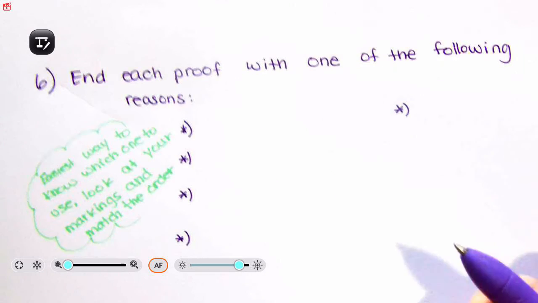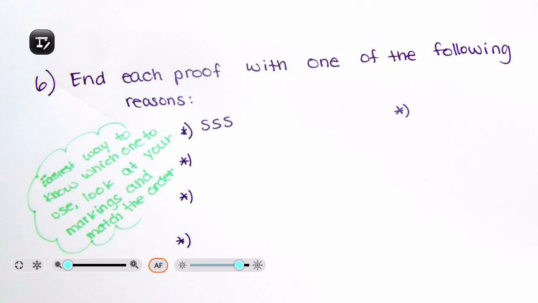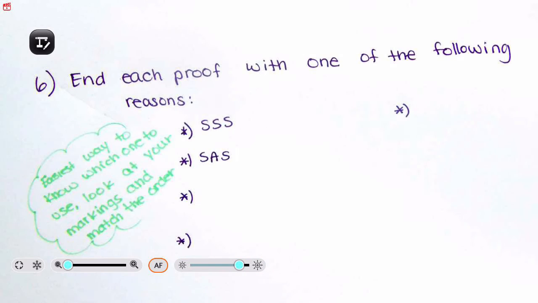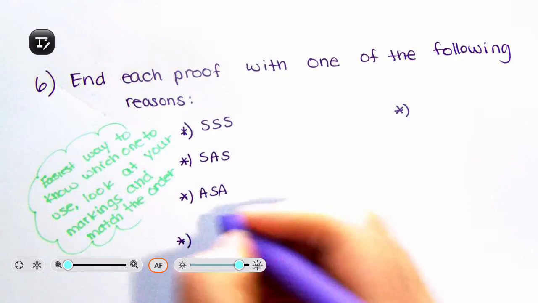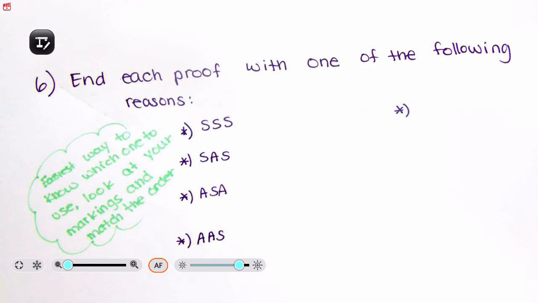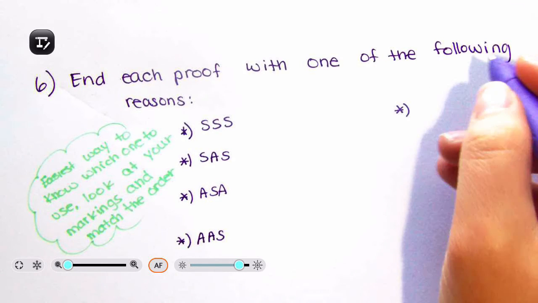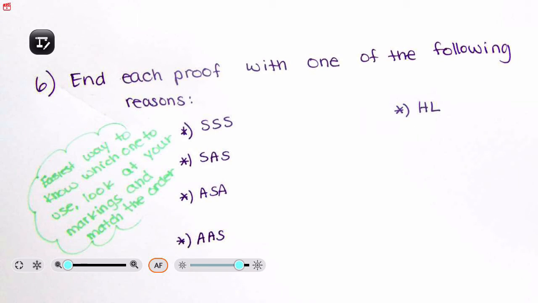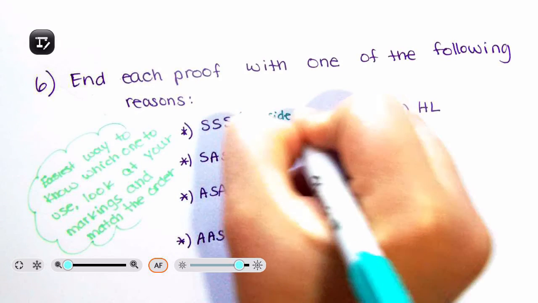One of your reasons could be side, side, side. One of your reasons could be side, angle, side. One of your reasons could be angle, side, angle. One of your reasons could be angle, angle, side. One of your reasons could be HL, or hypotenuse leg. Let's write these out. This is side, side, side.